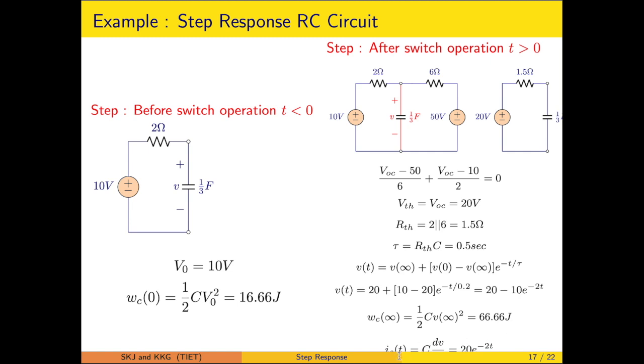The capacitor current you can calculate after calculating the voltage level, C dV by dt. That particular current comes out to be 20 e to the power minus 2t. Now the current is positive in this case, which is different from the free response characteristic, because in this particular case the current is established by the external source. So that's why the current comes out to be positive here.